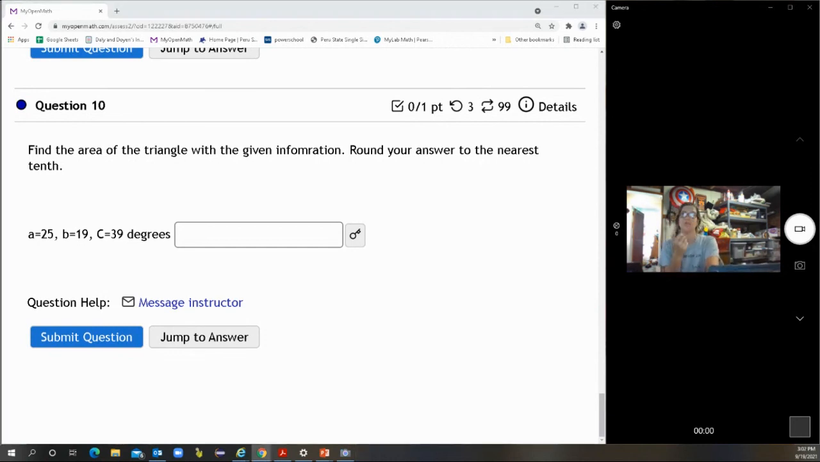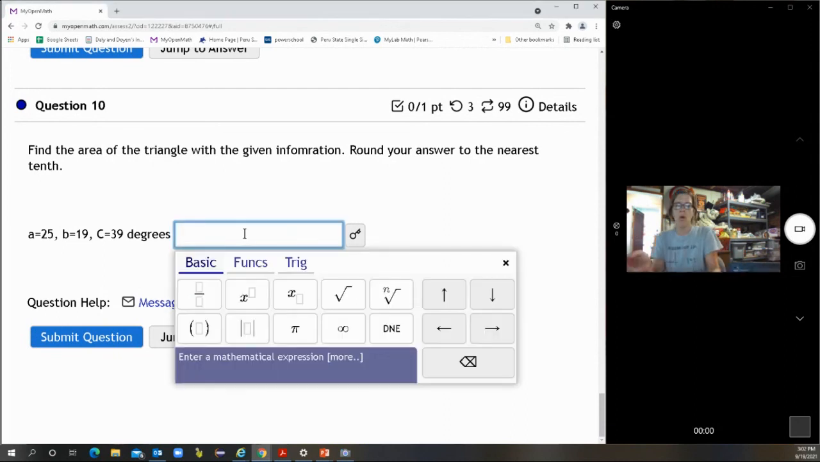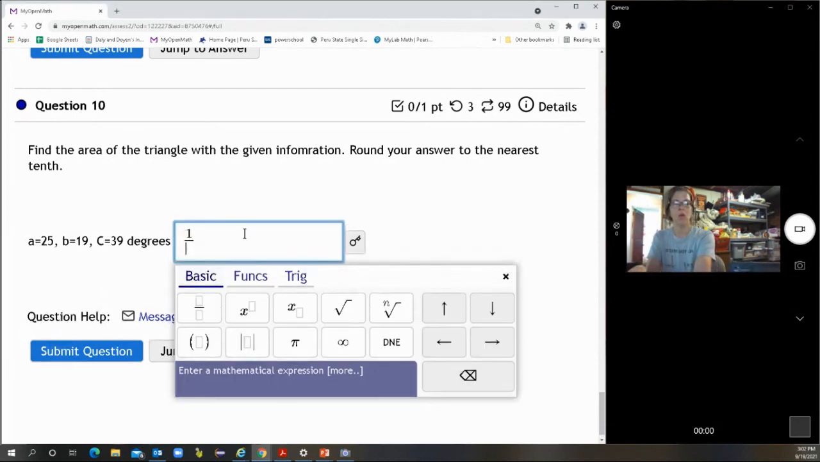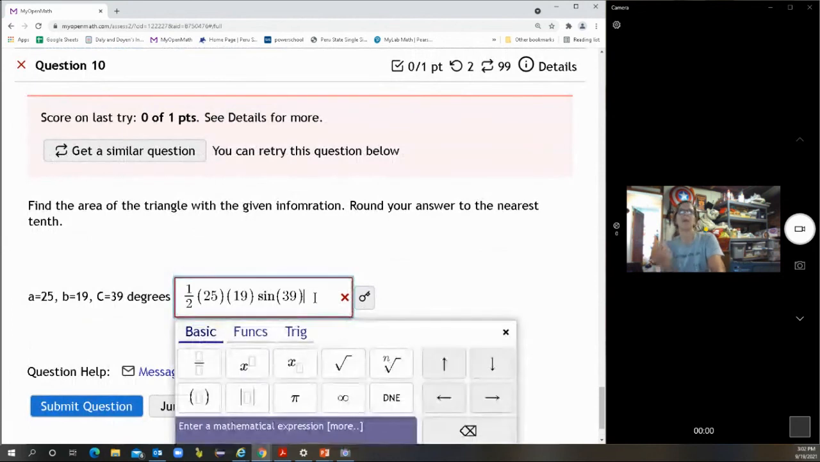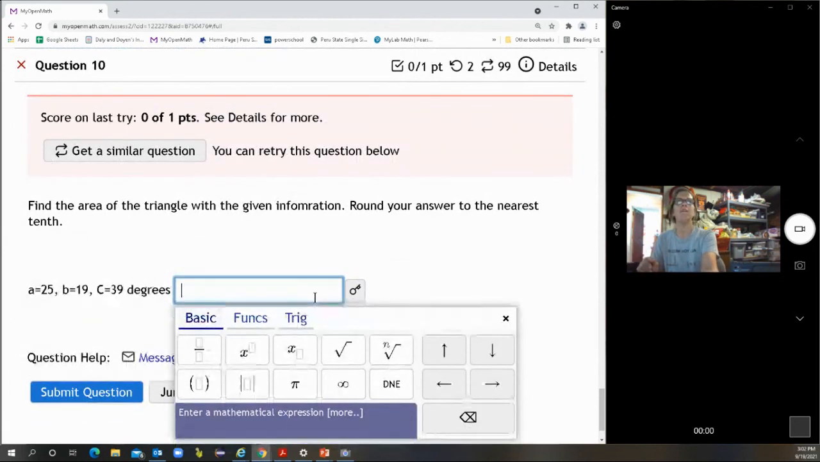I'm also just curious, because I'm curious about lots of things, what would happen if I just put in 1/2 A times B times sine of 39. It's going to get mad at me, I bet. I was just curious if I could do it this way. Nah, it wouldn't let me. Okay, I was just curious.